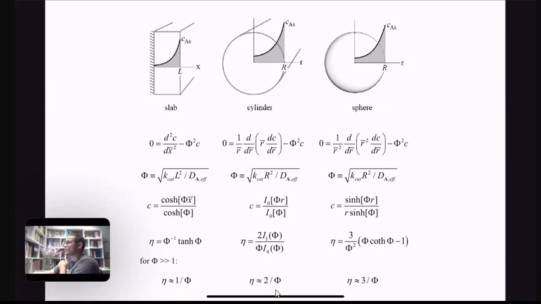So these are pretty easy to remember. If you have one-dimensional transport into a slab, you get 1 over the Thiele modulus. If you have 2 dimensions for transport to the center of the cylinder, then you get 2 over the Thiele modulus. And if you're in 3 dimensions where transport to the center of the sphere happens from all 3 directions, you get 3 over the Thiele modulus.